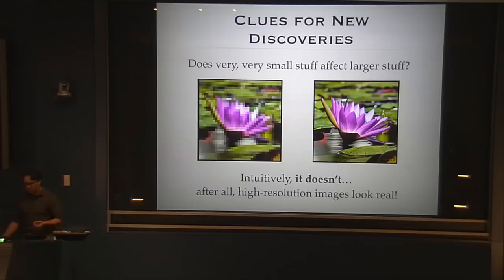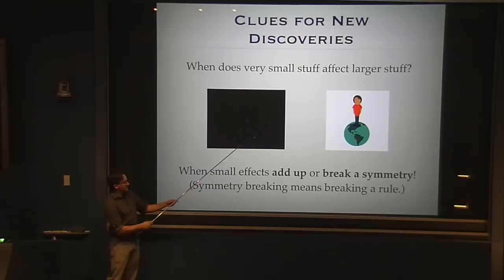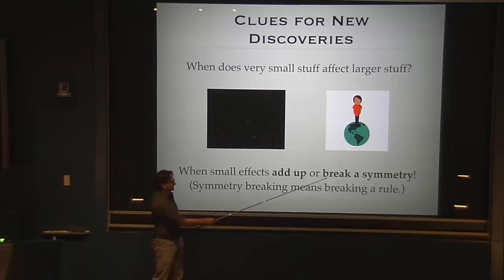But there are two situations when very small stuff does affect larger stuff. One of them, so this might just look like a black slot, like a black image, but you might notice that there's some little faint blurry star in this picture. The idea here is that if you have something that's otherwise entirely black and there's a tiny little dim smudge, then maybe you can notice it and see that there's something there. Physicists would formalize this by saying that when some small effect breaks a symmetry, breaking a rule, for example, the rule here being that this is just black and uniform, black everywhere, then maybe you can have a chance at noticing it.